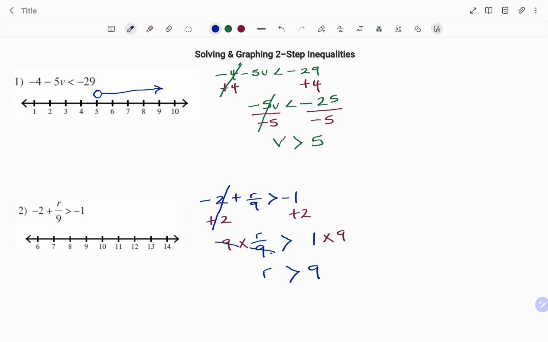So going back to my graph, I have the value of r greater than 9. So if I go to 9, I have an open circle on 9, and because the value of r is greater than 9, that will be in the positive x direction as shown. So r, our value is greater than 9, but not including 9. Let's look at the next couple of examples.